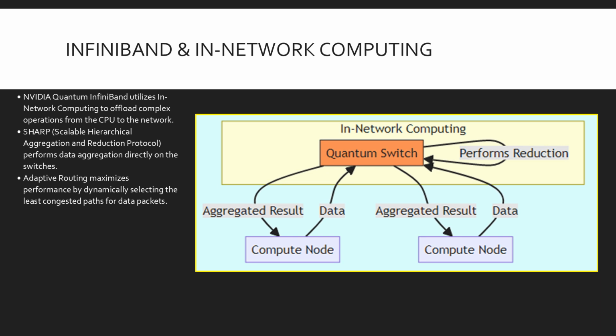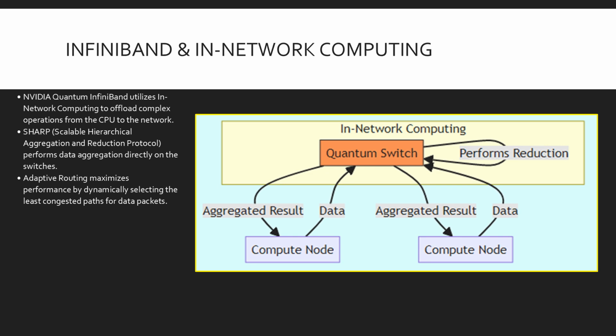What did we learn? We learned that smart switches can process data, not just forward it. The important point is that offloading collective operations to the switch via SHARP significantly reduces training time. This diagram illustrates SHARP in action. Data leaves node 1 and node 2 and enters the quantum switch.